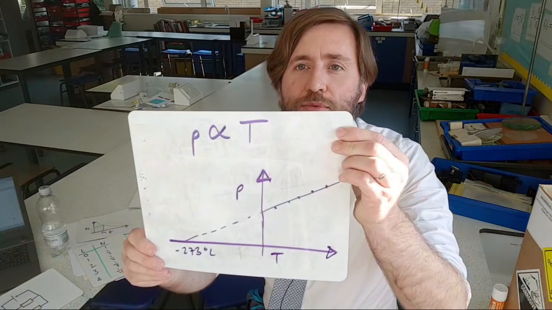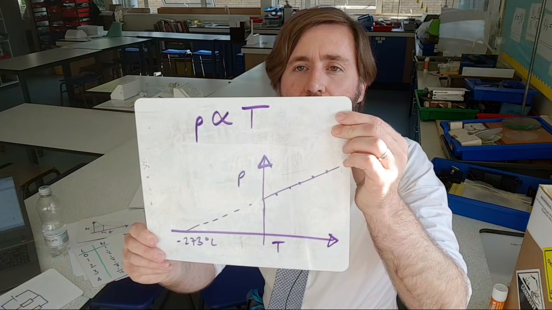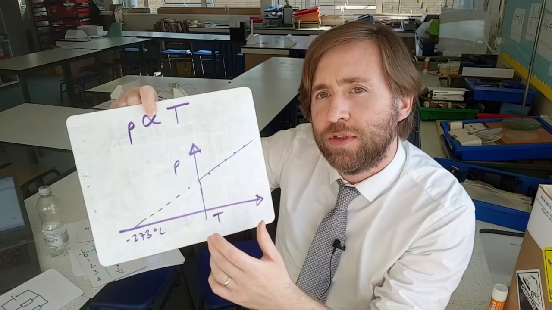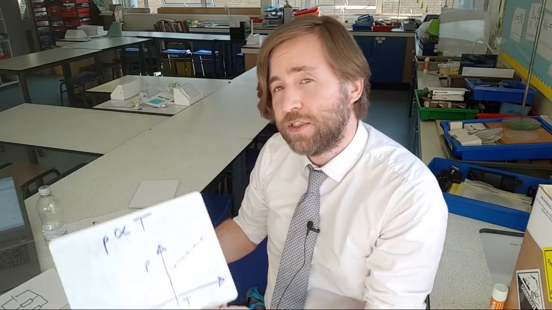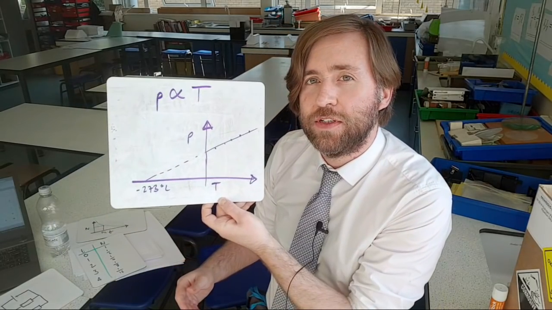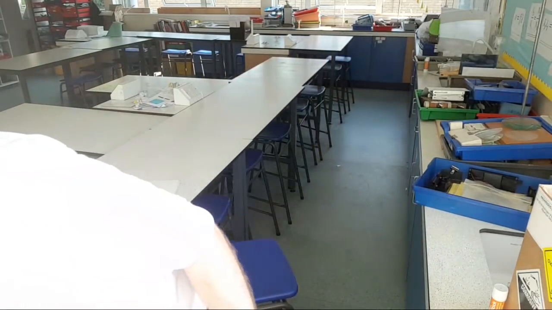And then this is the pressure law. Freezing point of water, and you can extrapolate back and get the same value. Minus 273 degrees Celsius is absolute zero. That is how you convert 0 degrees from Celsius into Kelvin. Hope that makes sense, everybody.